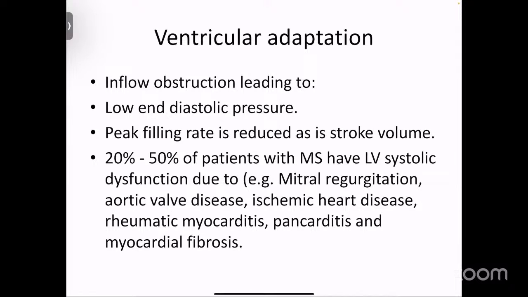In patients with not so severely progressed mitral stenosis, the left ventricular ejection fraction may be normal or slightly increased. However, with time, the LV filling is compromised by the shorter end diastolic period and higher heart rates, resulting in left ventricular systolic dysfunction.